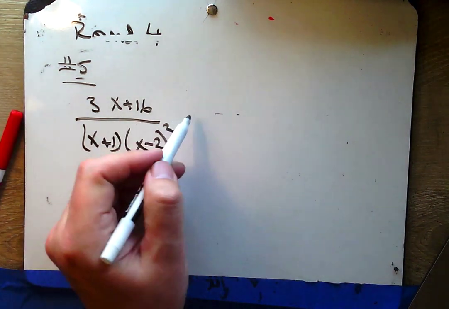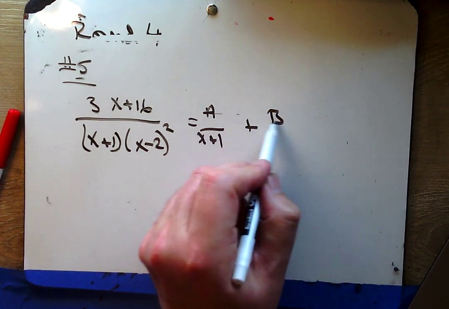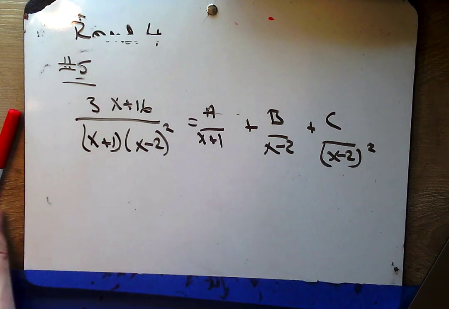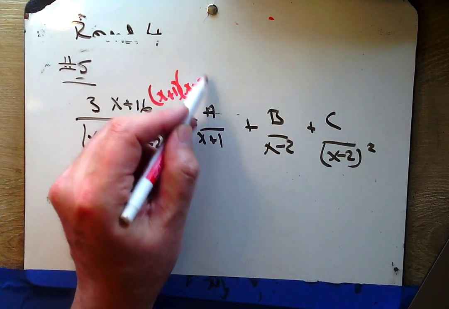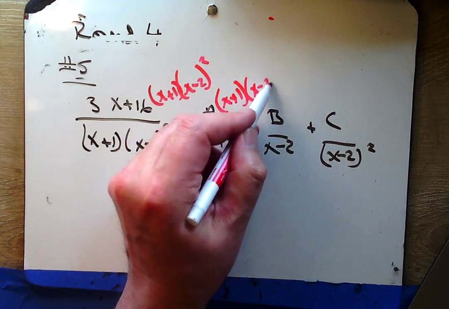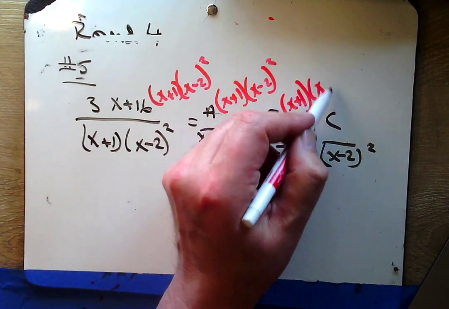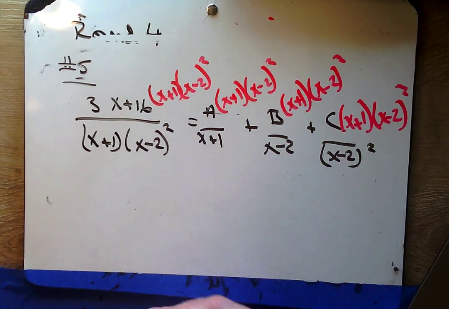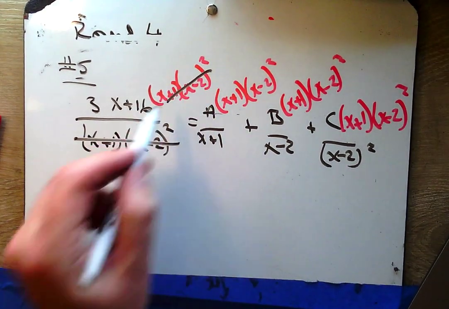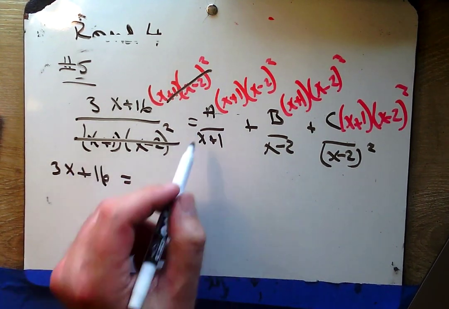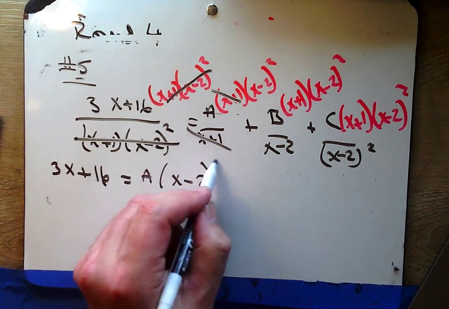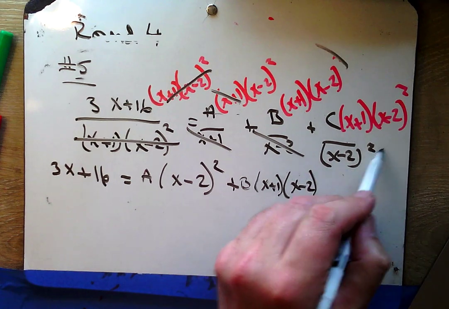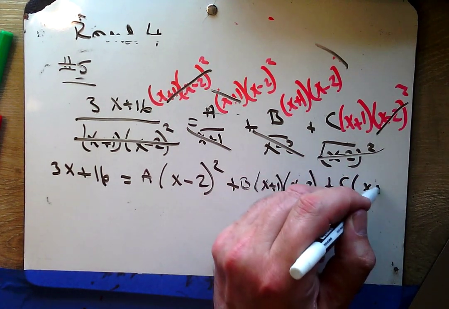Okay. So our setup: a over x plus 1, plus b over x minus 2, plus c over x minus 2 squared. And I'm going to multiply everywhere by my least common denominator, x plus 1, x minus 2 squared. All right, so what cancels? Well, you can see that all this cancels all this, leaving us 3x plus 16. Then our equal sign. This takes that, so we have a times x minus 2 squared, plus one of those, b times x plus 1, x minus 2. This takes all of those, leaving me just c times x plus 1.